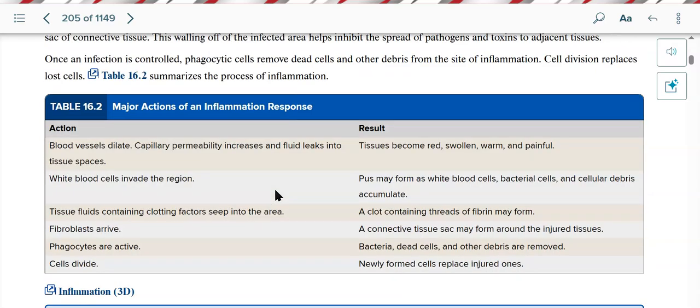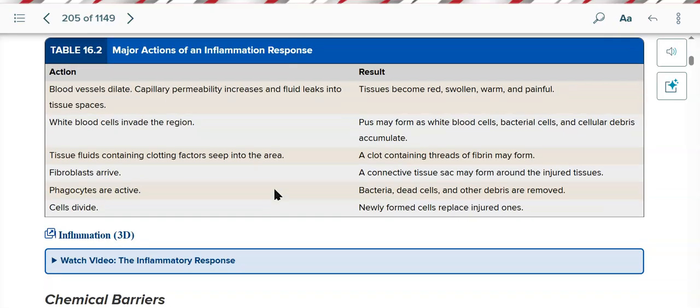All right. In the inflammatory response, here we just talked through that. Here it is, kind of nice and succinct.